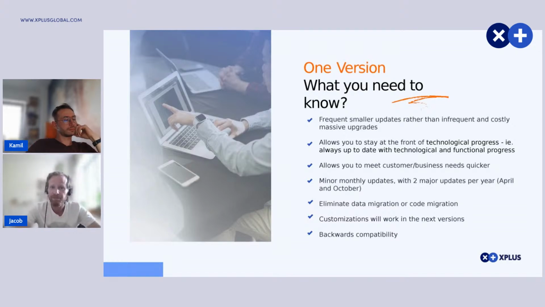So it's quite important. These minor monthly updates happen, but there are also two major updates per year, and those happen in April and October. So that's a key thing that you definitely need to know when it comes to Microsoft One Version. Another thing is that it eliminates data migration and code migration. So, whoo, that's a plus. Gotta love that, right? Customizations also will work in the next versions, but you do need to test, do regression tests, and make sure that they are working. And of course, there's always backwards compatibility. So those are some key things that are good to know when it comes to thinking about One Version.